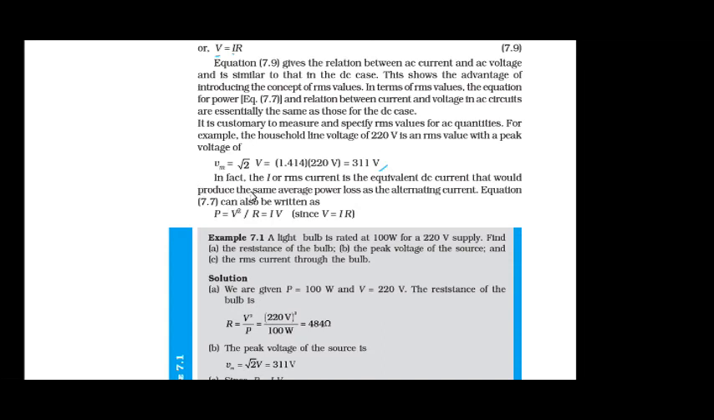So in fact, I is the RMS current, the equivalent DC current that would produce the same power loss as alternating current. Equation 7.7 can also be written as P is equal to V square upon R, or is equal to I into V. So let us do one sum.